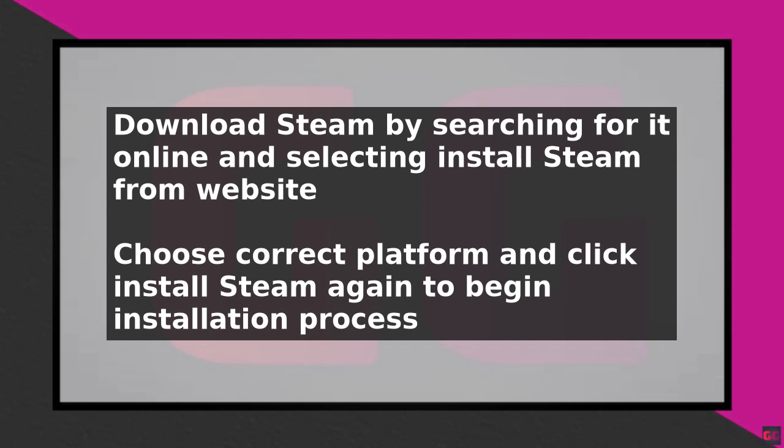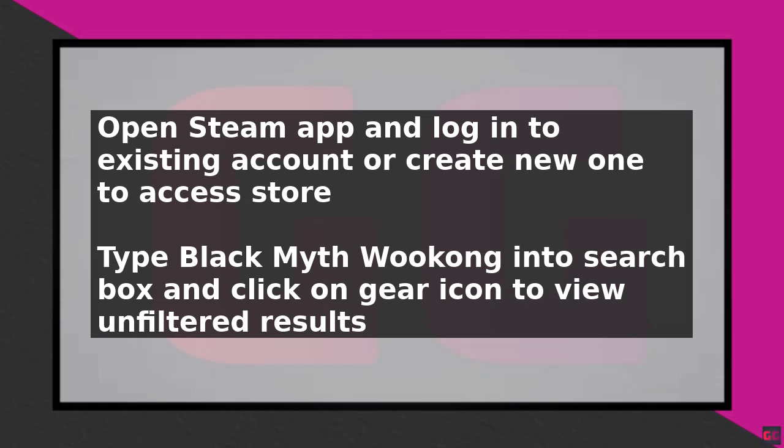Once the Steam setup is downloaded, open it and follow the installation prompts, which include selecting a language, choosing a destination folder, and clicking Install to begin the installation process. After Steam is installed, open the Steam app and either log in to an existing account or create a new one. If you don't have an account, creating one is straightforward. Just follow the on-screen instructions.